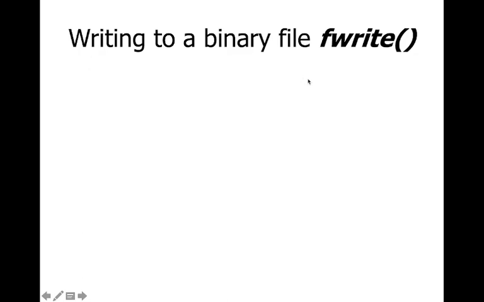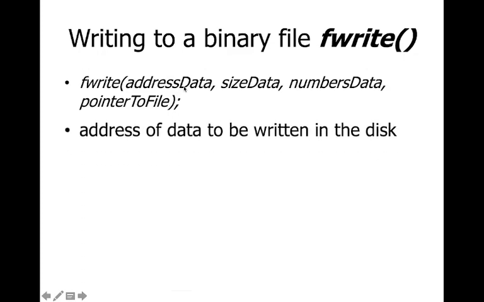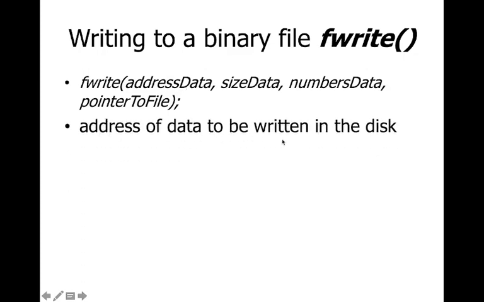To write to a binary file, we can use the fwrite function. This is the syntax of fwrite, and we have four parameters here. One is the address of data, the second is the size of that data, the third is the number of data items, how many are there, and the pointer to the file, onto which file we have to write this data.